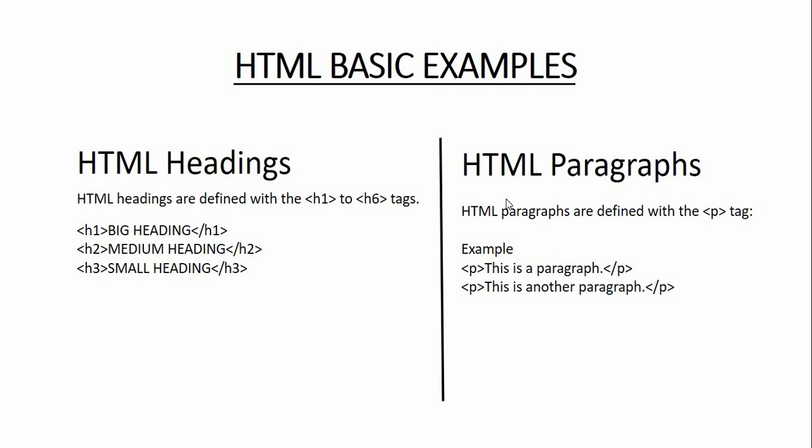HTML paragraphs are defined with the p tag. And this is an example. So there's an open tag, and then whatever has to be the coding, this is a paragraph, and closing the p tag. And this is another one. This is another paragraph, and closing. You can add as many paragraphs as you like in the HTML document, and I'll show it to you practically, but I'll be showing a different example.